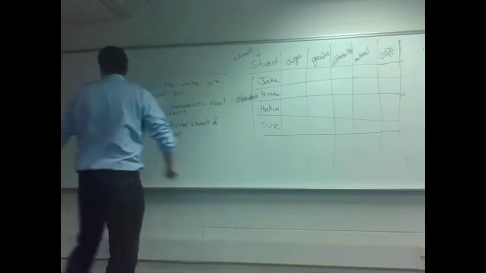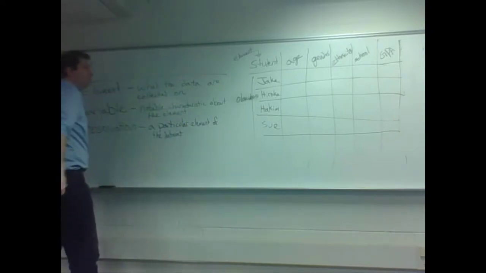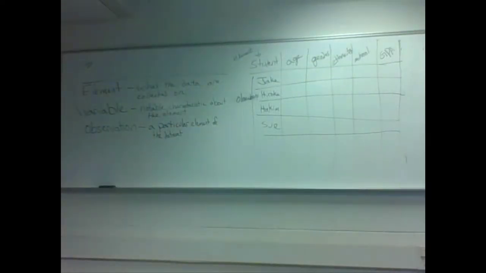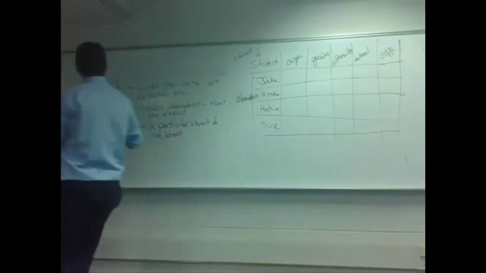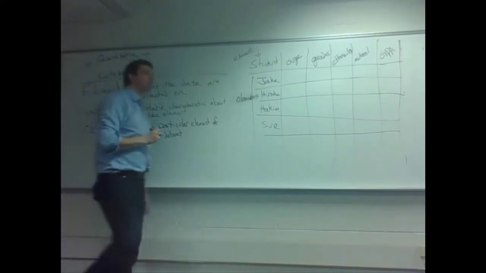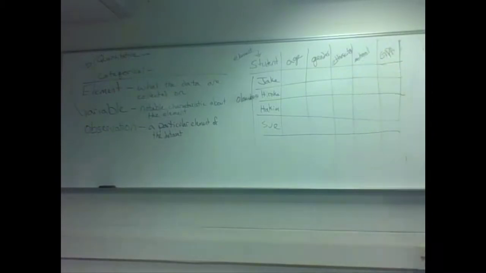So let's talk about the kinds of variables we can have. There are two basic kinds of variables. They are quantitative and categorical. Does anyone take a guess as to what the distinction is between these two?